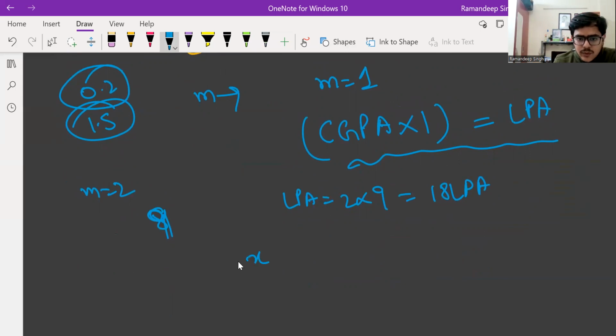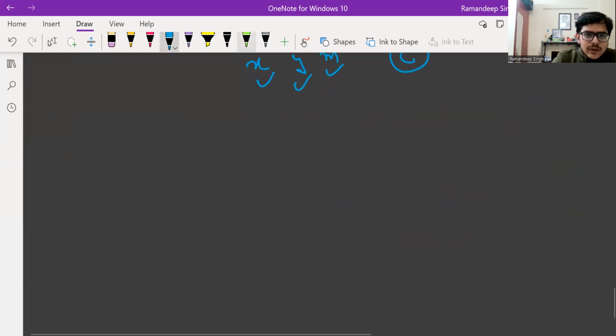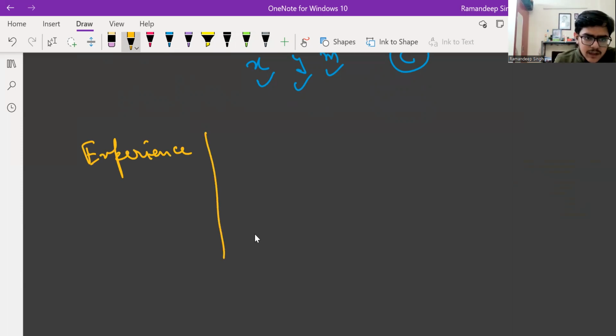So we know what is x, we know what is y, and we know what is m. And now what is the c term? I will take a different example to explain c. Let's say we have two columns: the experience a student has got, which can be the work experience, not only in graduation years but in general the job experience, and his salary.